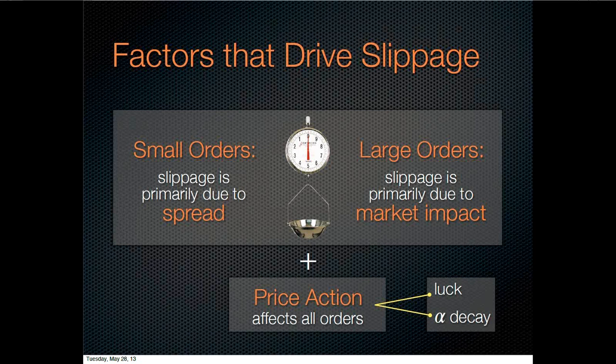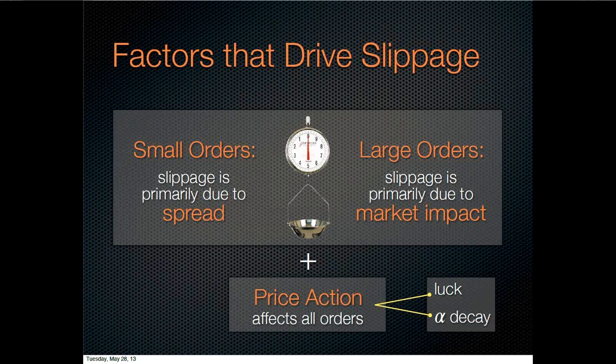Whereas for large orders, the big factor is going to be market impact. It's how much are you pushing the price through the course of trading the stock. So your activity is moving the price away from your benchmark simply because the market can detect that you're in there with a big order working it over time.